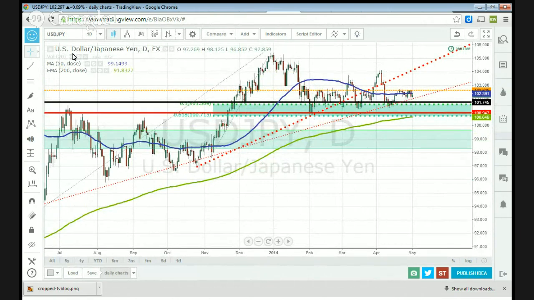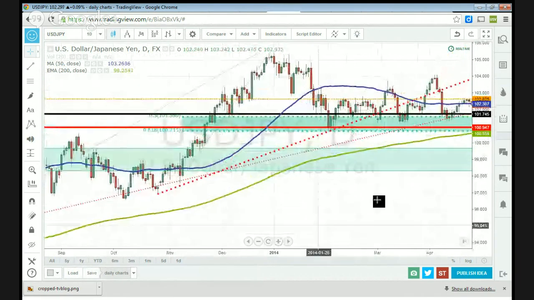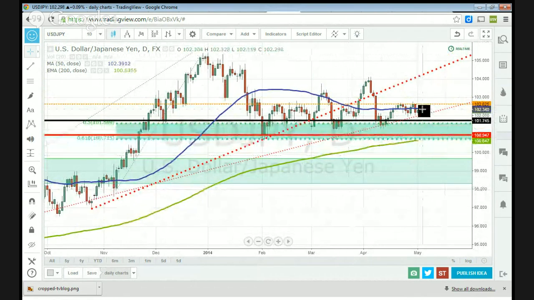Dollar yen. Now this was a major one. This was the one trade that I had on that I made a change on. Okay, so let's zoom in a little bit. Okay, here is dollar yen. We see right here on April 29th, 2 days ago, the market did close at the orange line. So I could have moved to break even then.